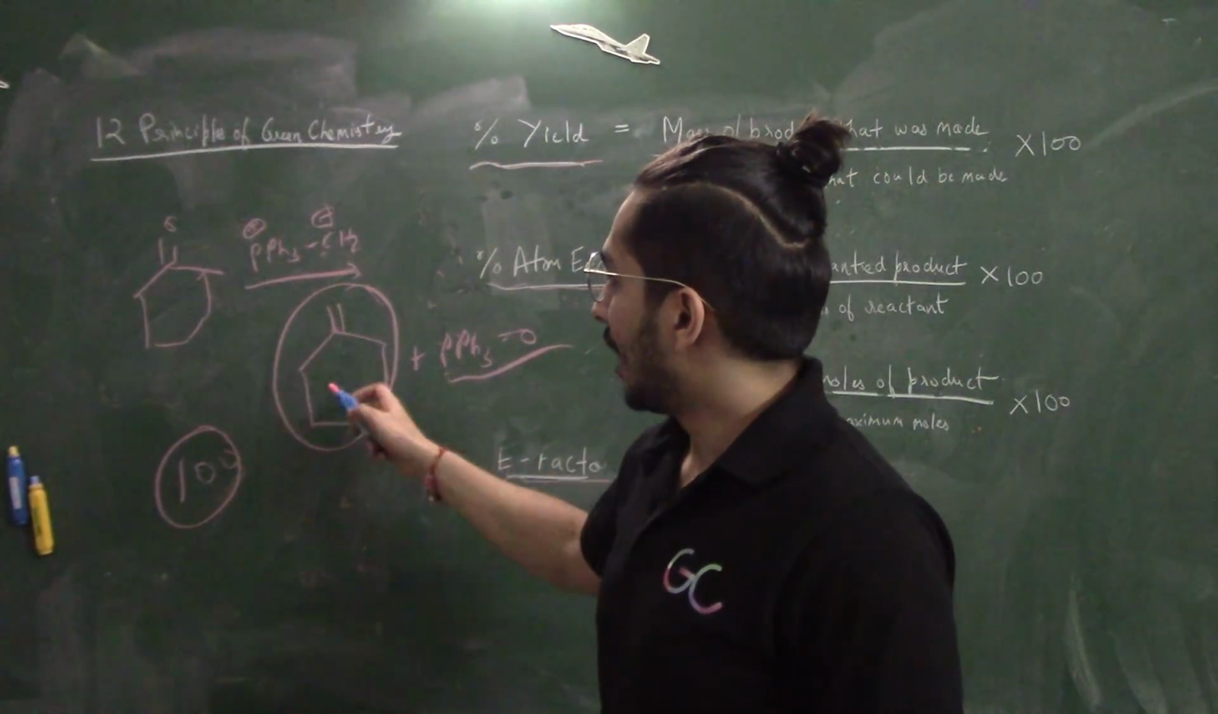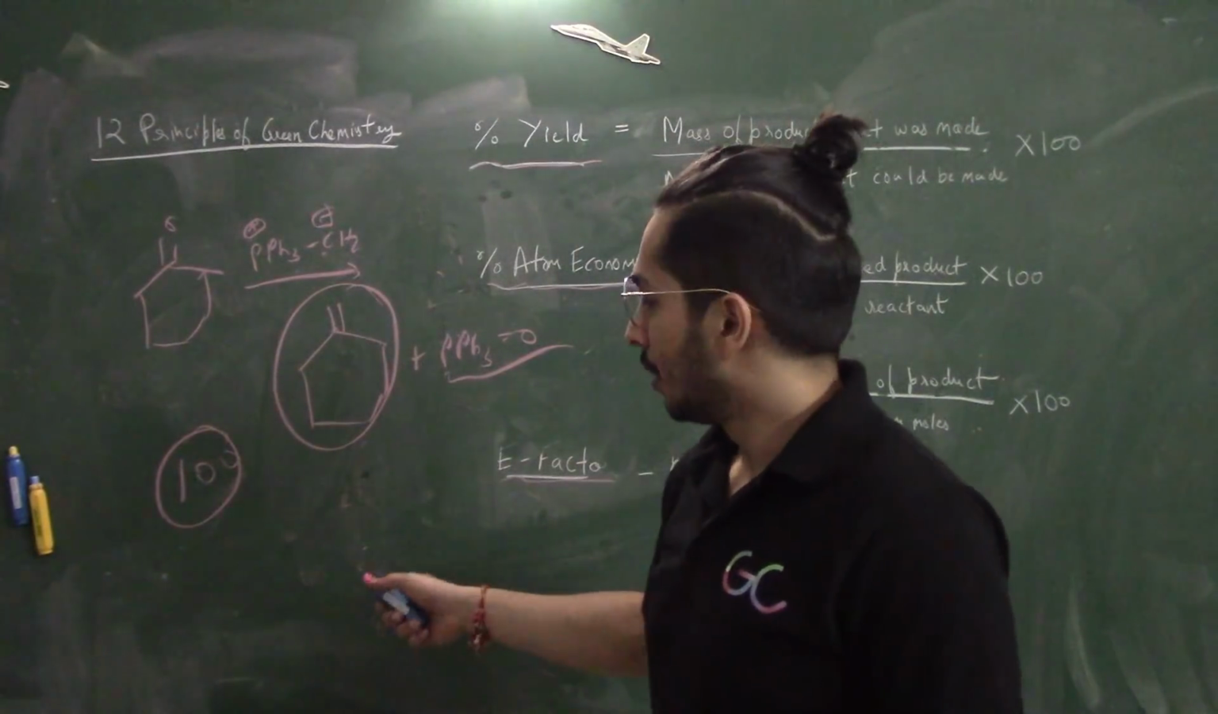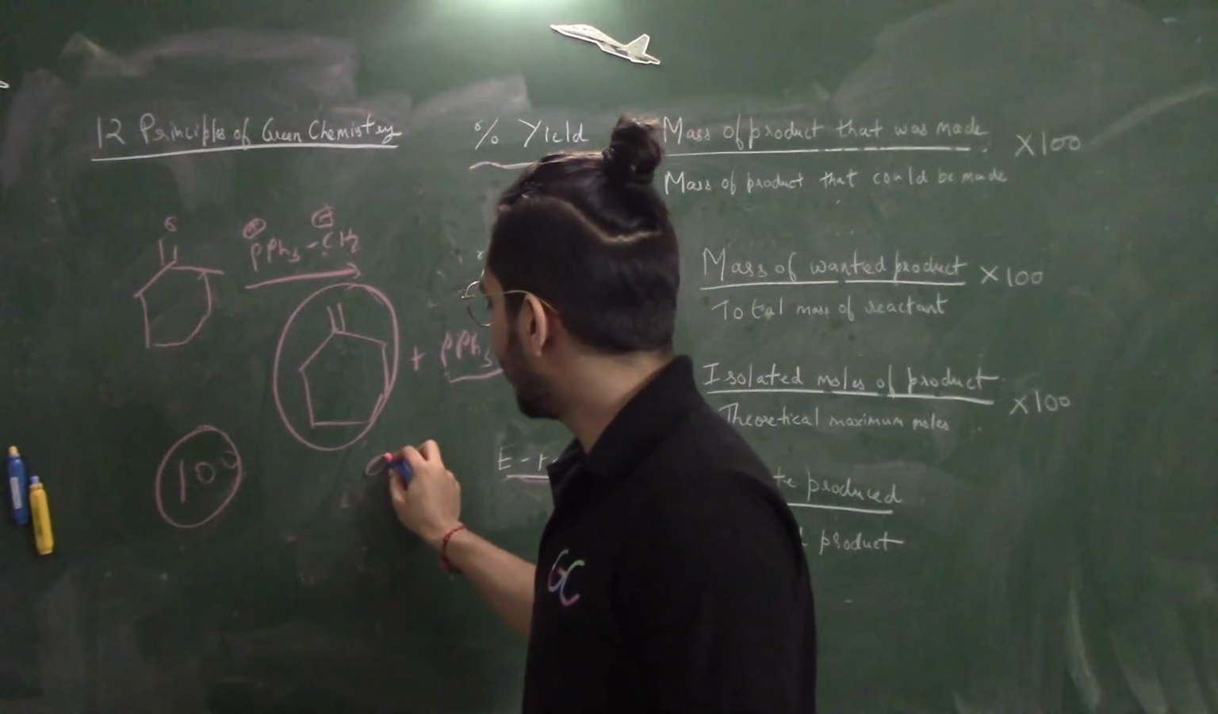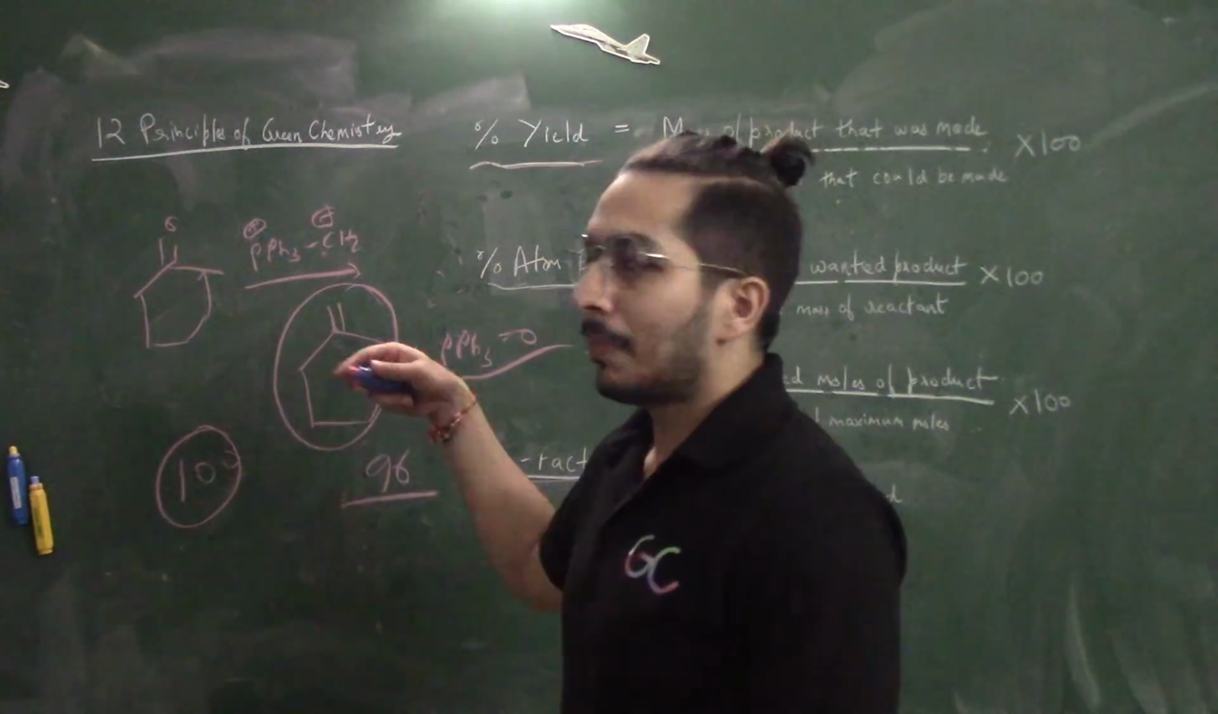So this is the target product. You can see the mass of the wanted product. Okay, so this is the mass of the wanted product. Over here it is 96. Okay, upon the mass of the reactants.